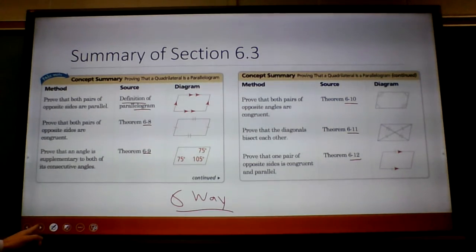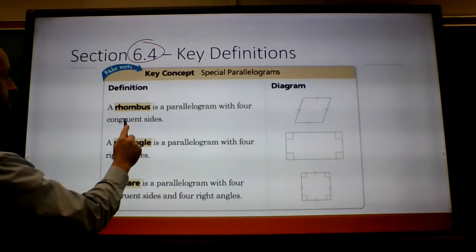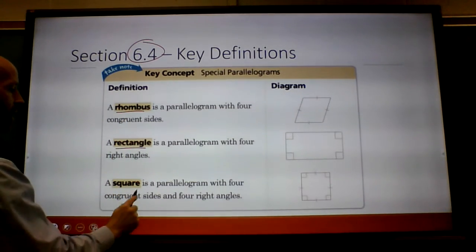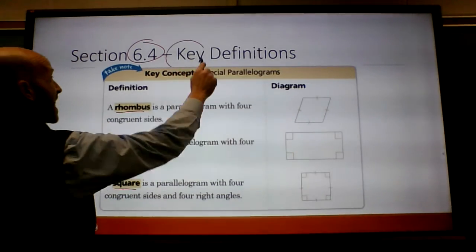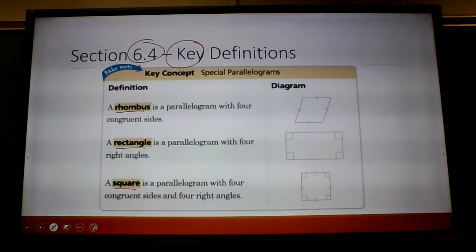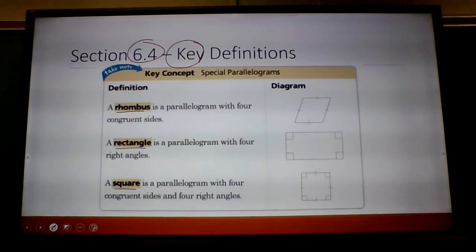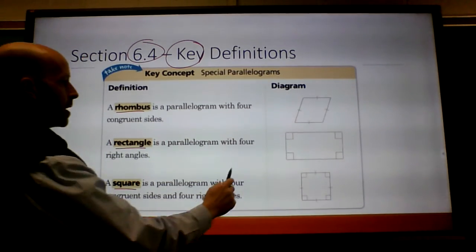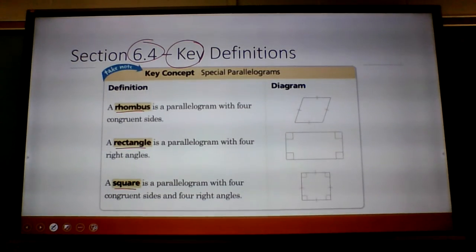So that's the end of section 6.3. Now we're going to look at section 6.4, which is based on 3 things: rhombus, rectangles, and squares. Let's start from the bottom and work our way up to the top. Most students are pretty familiar with a square. Here is the definition, and these are key definitions. A square is a parallelogram with 4 congruent sides and 4 right angles. A rectangle is a parallelogram with 4 right angles.